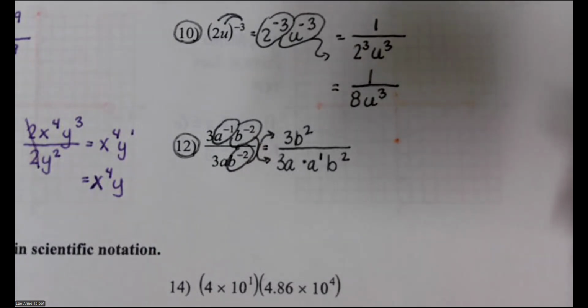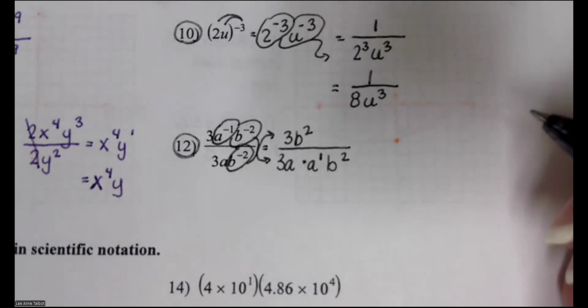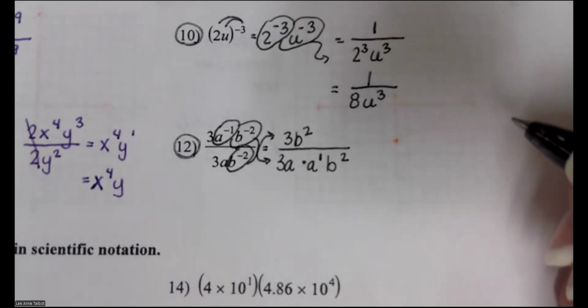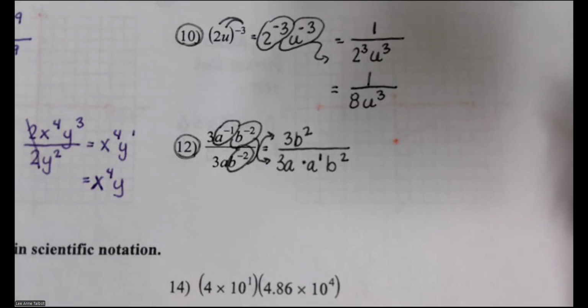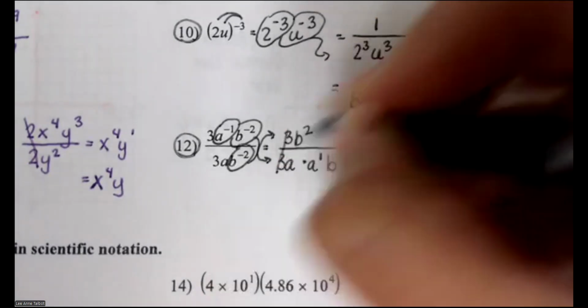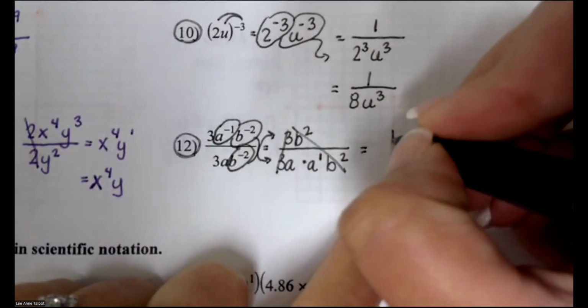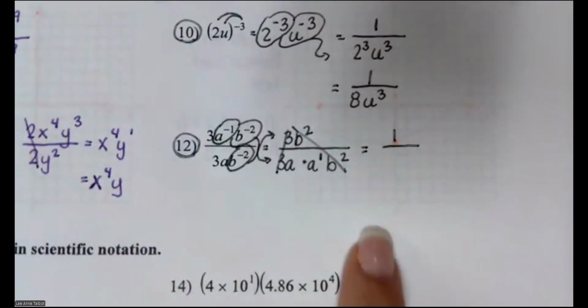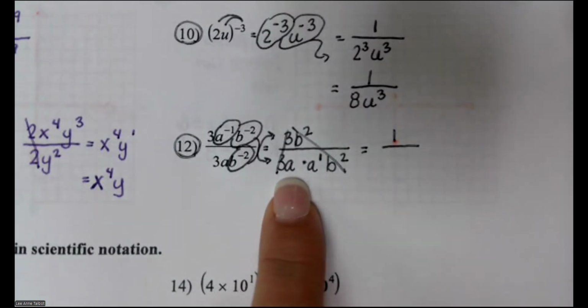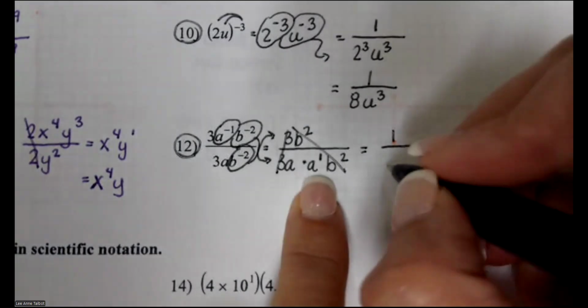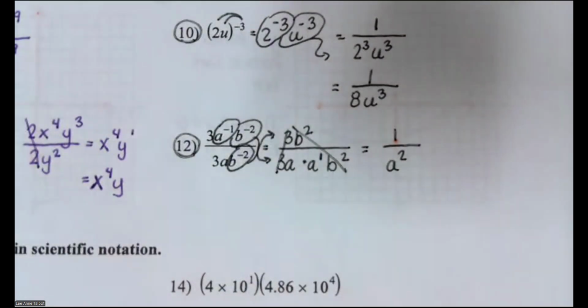Okay, now there are 2 things that cancel. Can you guys see anything that cancels? Yes. Yep, 3's and b squareds. So there's a 1 on top because nothing is left. What do I do with this? There's one a here and another a here, so that's perfect.